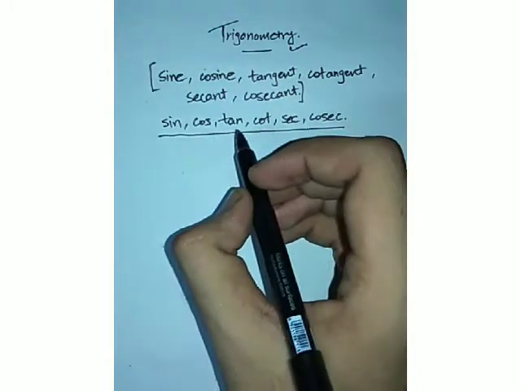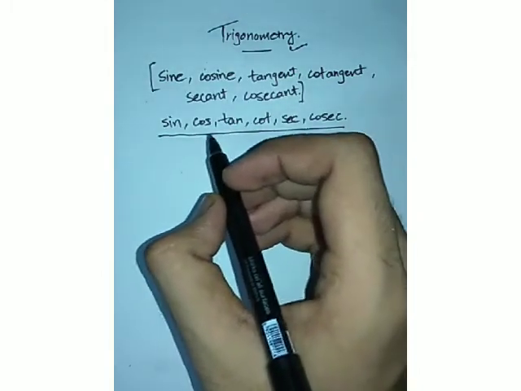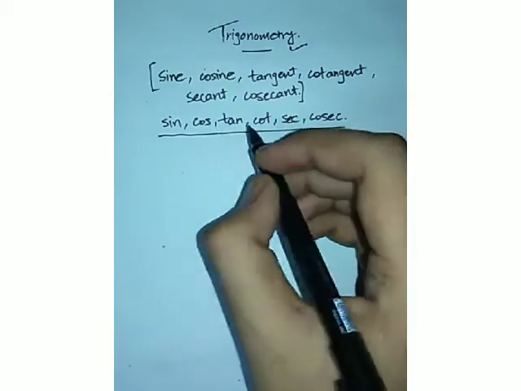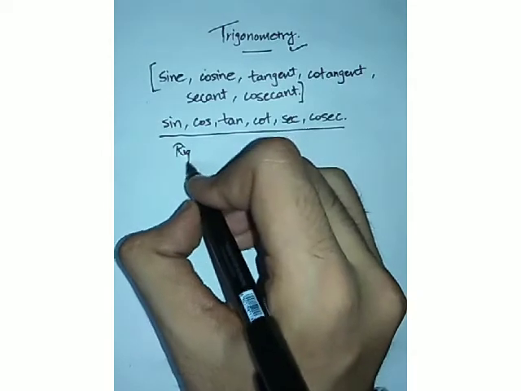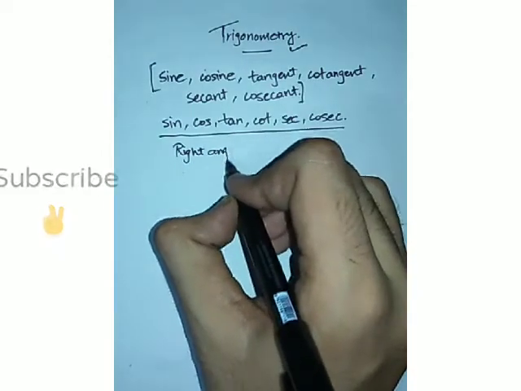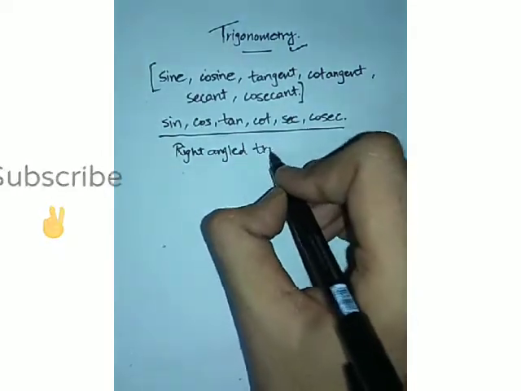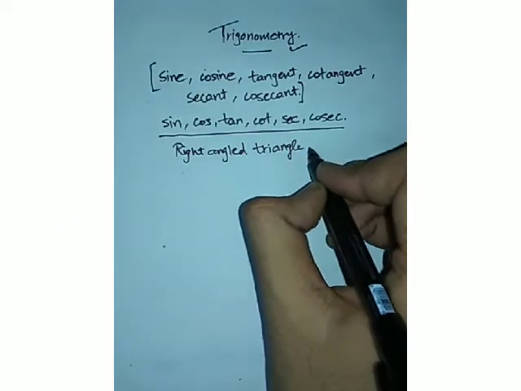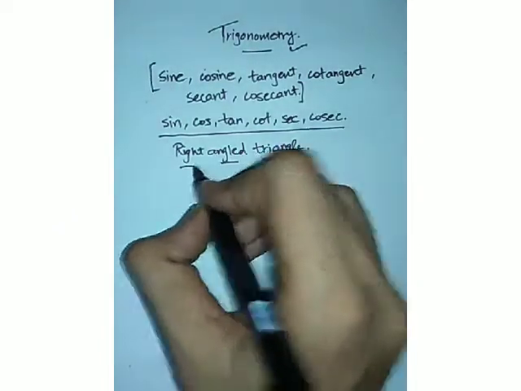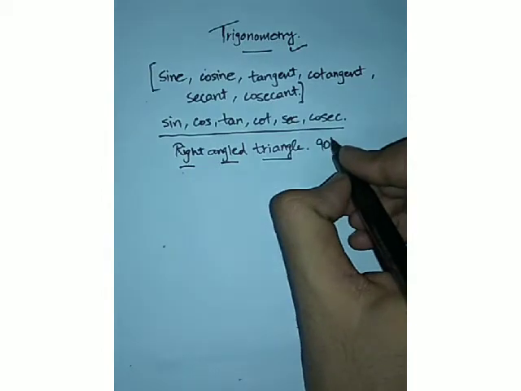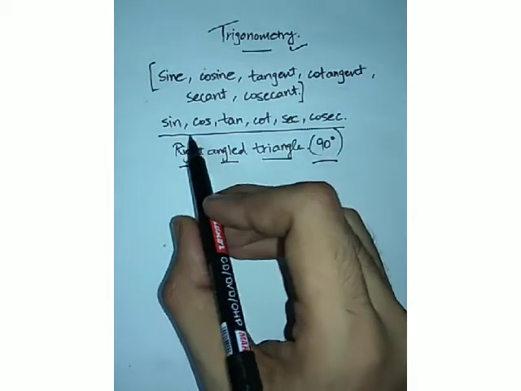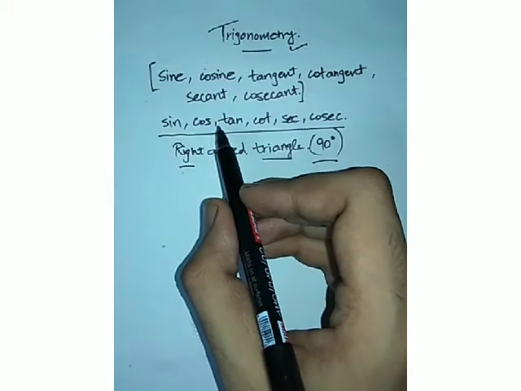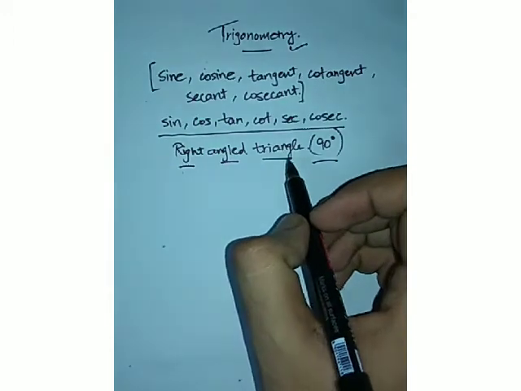Now, there's one thing that must be kept in mind before proceeding with trigonometric functions, that trigonometric functions only hold on a right angled triangle. Now you know very well what a right angle triangle is. It's the triangle with an angle of 90 degrees. So all the trigonometric functions only hold well for a right angle triangle.